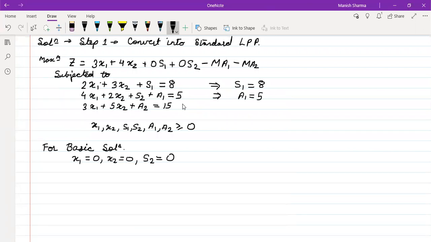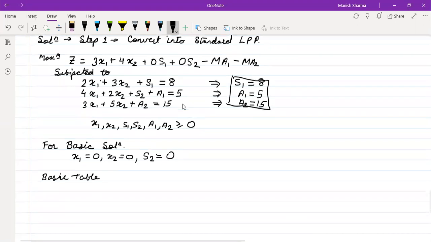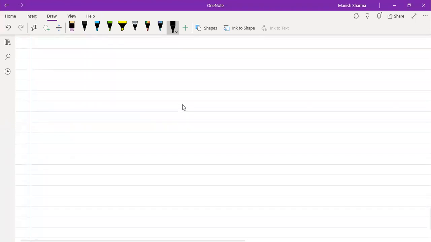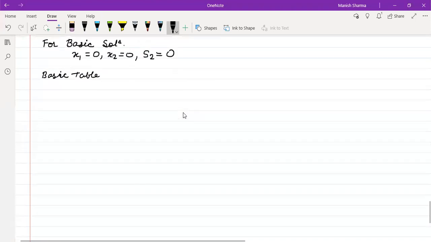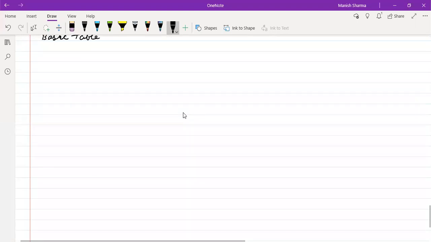In this equation, x1 and x2 are equal to 0. So what we will get is a2 equal to 15. So this is my basic solution. Okay, this is my basic solution. So for that, we will have our basic table. Now for the basic solution, we have the basic table. The basic table will remain the same. There is no change in the basic table.